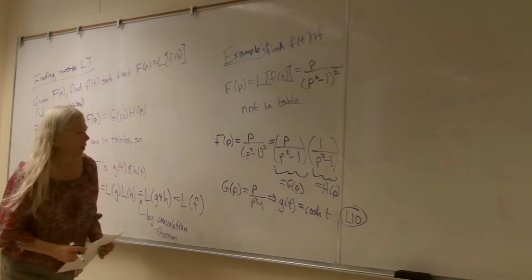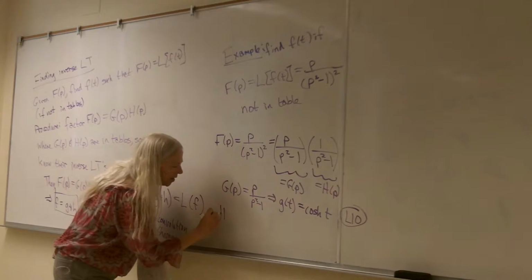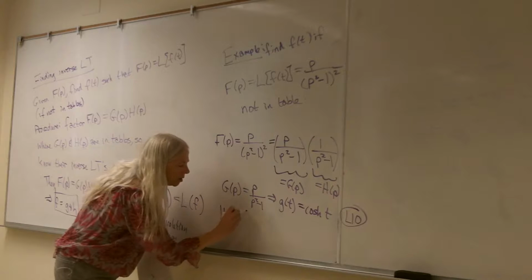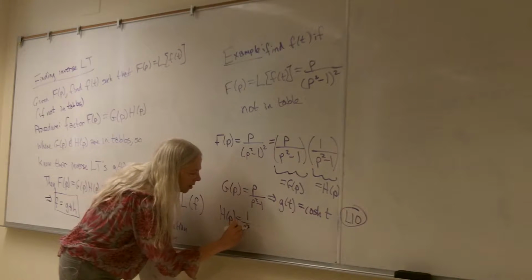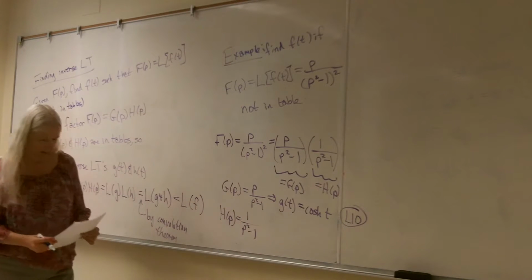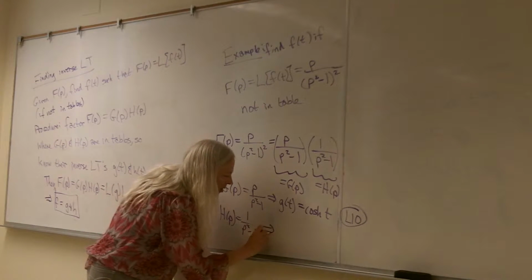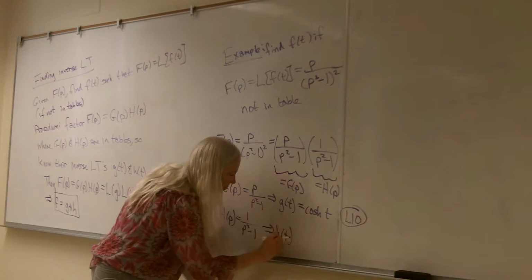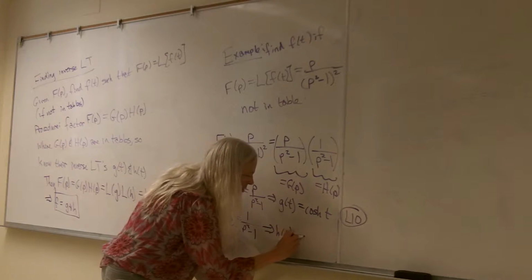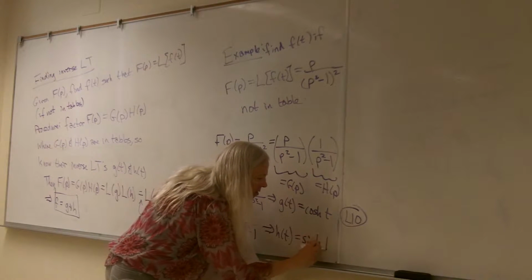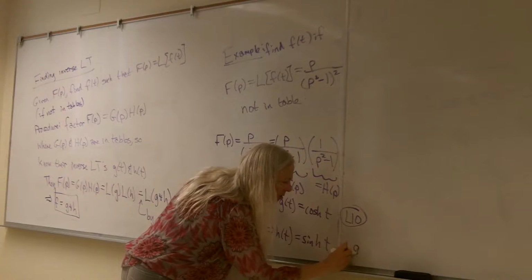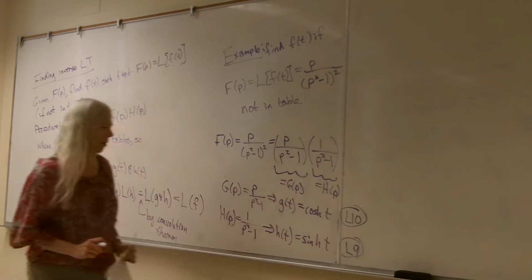And the function capital H of p, 1 over (p squared minus 1) in other words, we can find that one in the tables also. It's entry L9 in the tables. And its inverse Laplace transform h of t is sinh of t.